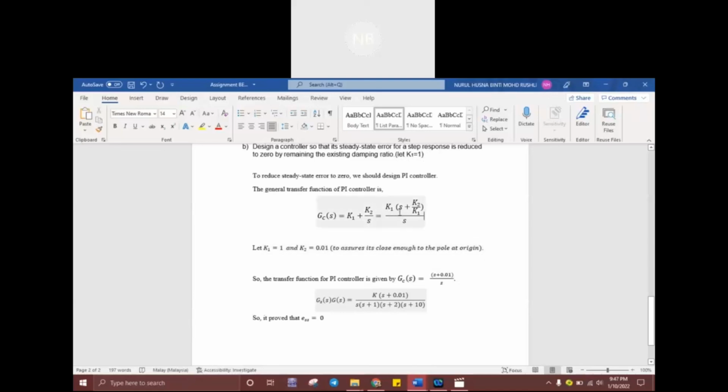As the question instructs us, K1 equals 1 and K2 equals 0.01. I choose 0.01 to ensure it is close enough to the pole at the origin. When we put the K1 value and K2 value into this equation, the transfer function of the PI controller is given by Gc(s) equal to s plus 0.01 divided by s. So the equation will be G(s) equal to K times s plus 0.01 divided by s, multiplied with s plus 1, s plus 2 and s plus 10. We can see that the system is type 1, so it proves that ESS is equal to 0. That's all from me. Thank you.